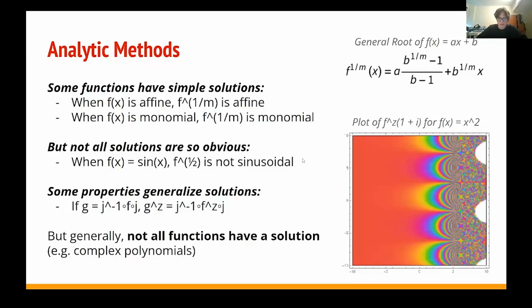But for other solutions, it's not so obvious. For example, for sine of x, there's actually no analytic solution. It's proven. Same for e to the x. For complex polynomials with multiple terms and not just monomials, it's also very difficult to find analytic solutions. But just as a cool thing, there's an example of one of the analytic solutions here.